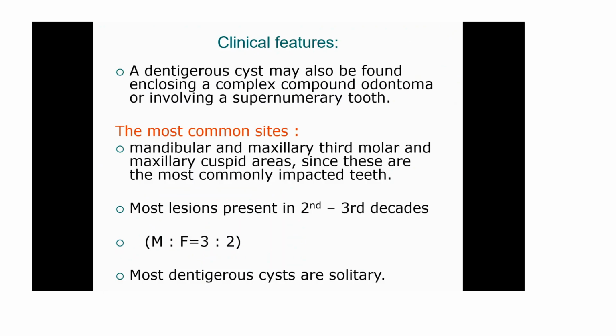Now, moving on to the clinical features. So, we've studied the introduction of dentigerous cyst. We've understood the definition. We've understood why the fluid is collecting between the reduced enamel epithelium and the enamel. Now, we are moving on to the clinical features of dentigerous cyst. A dentigerous cyst may also be found enclosing a complex compound odontome or involving a supernumerary tooth.